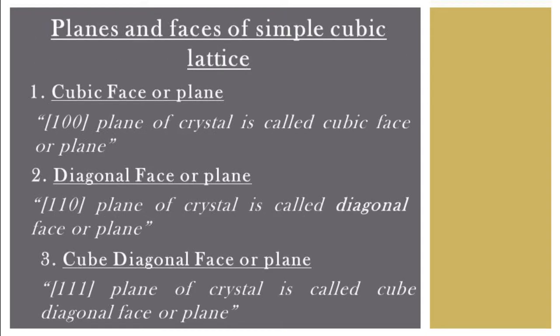Planes and faces of a simple cubic lattice. Cubic face or plane: the 100 plane of a crystal is called the cubic face or plane. Diagonal face or plane: the 110 plane of a crystal is called the diagonal face or plane. Cubic diagonal face or plane: the 111 plane of a crystal is called the cubic diagonal face or plane.